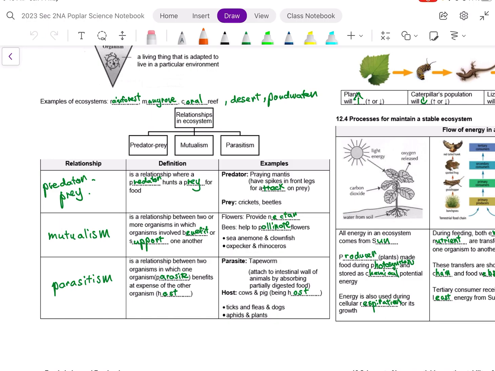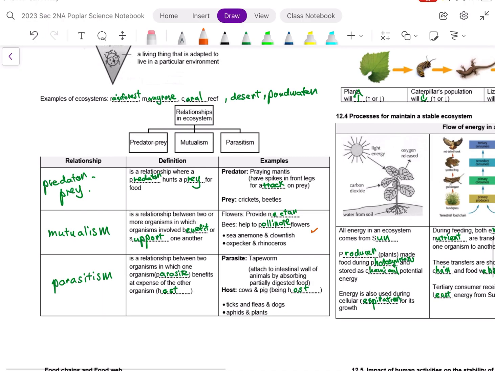The example given here is flowers and bees. The flowers provide nectar, which is food for the bee, and the bee helps to pollinate the flowers. That's mutualism. Parasitism is where, of two organisms, one, the parasite, benefits but the other doesn't. For example, tapeworms attach themselves to the intestinal wall of animals and absorb partially digested food. Then the host is the one that is losing out.